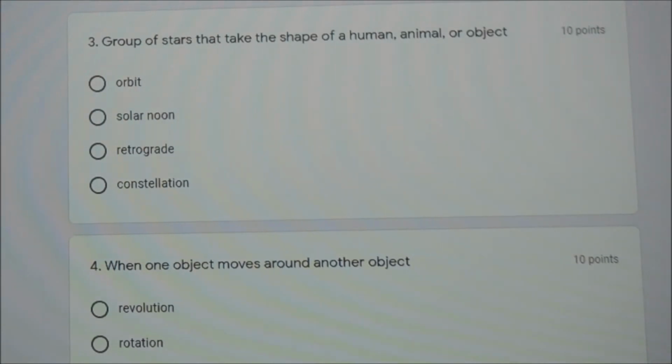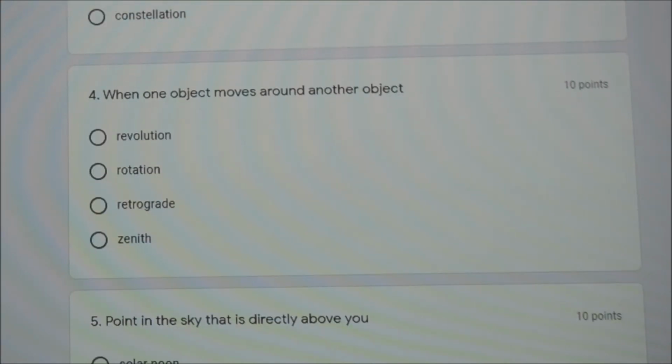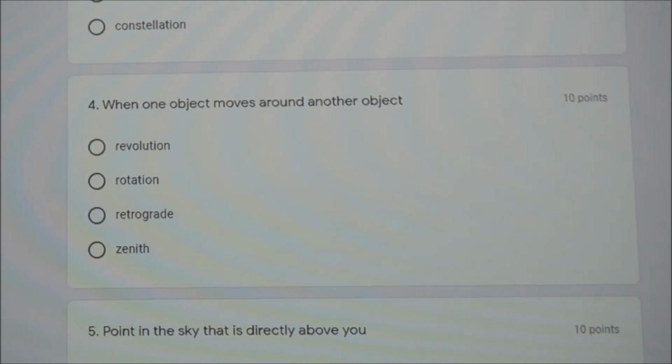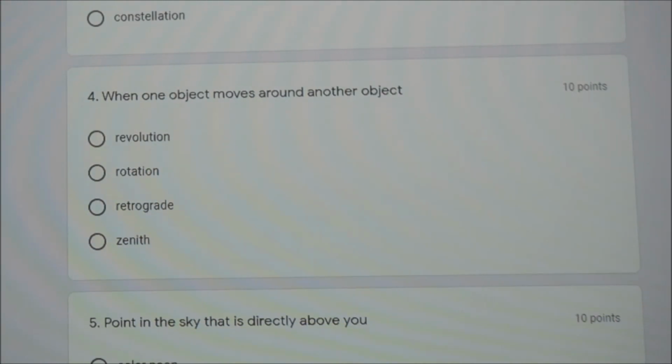Number four. When one object moves around another object. Is that revolution, rotation, retrograde, or zenith? When one object moves around another object. Is that revolution, rotation, retrograde, or zenith?